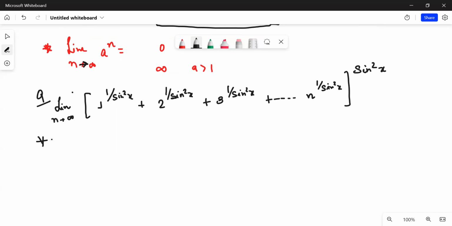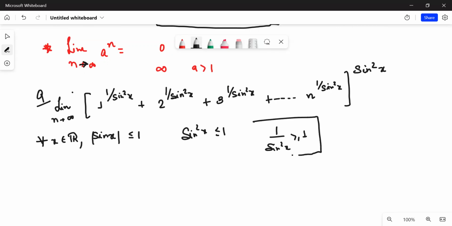So for all x belongs to R, you would admit that mod sin x is always less than or equal to 1. And indeed, I can write that sin square x would always be less than or equal to 1 and obviously greater than 0. And 1 upon sin square x would always be greater than or equal to 1. So in any case, for all x belongs to R, this power 1 upon sin square x will always be greater than or equal to 1. Is that clear? Yes, sir.